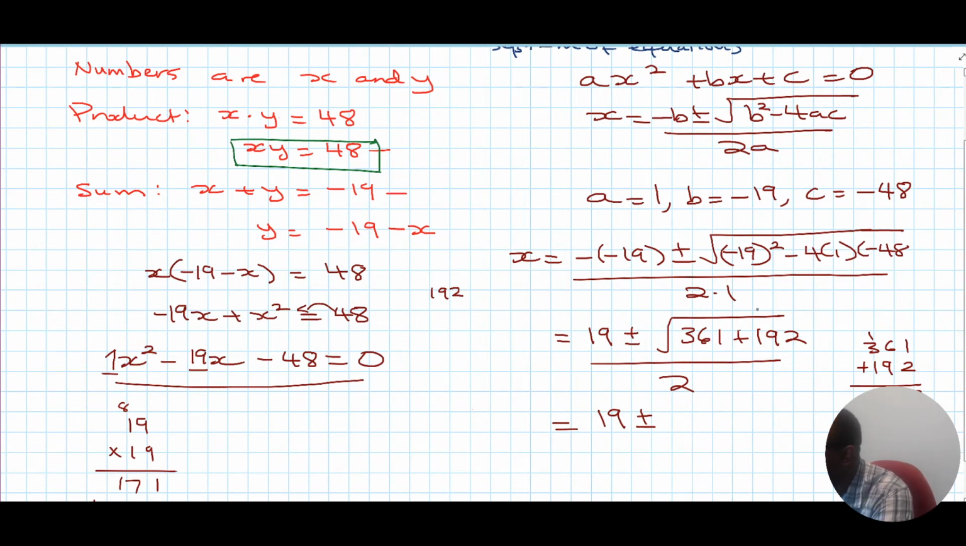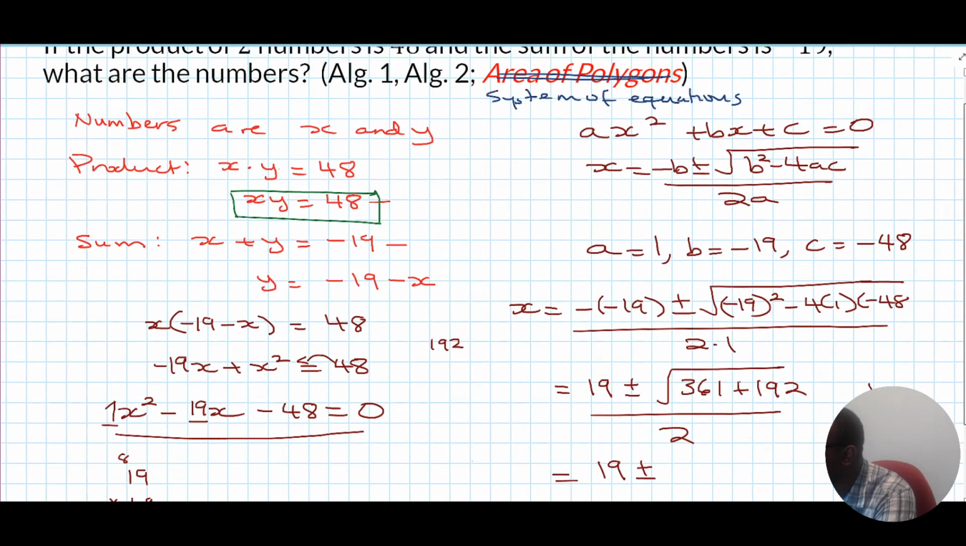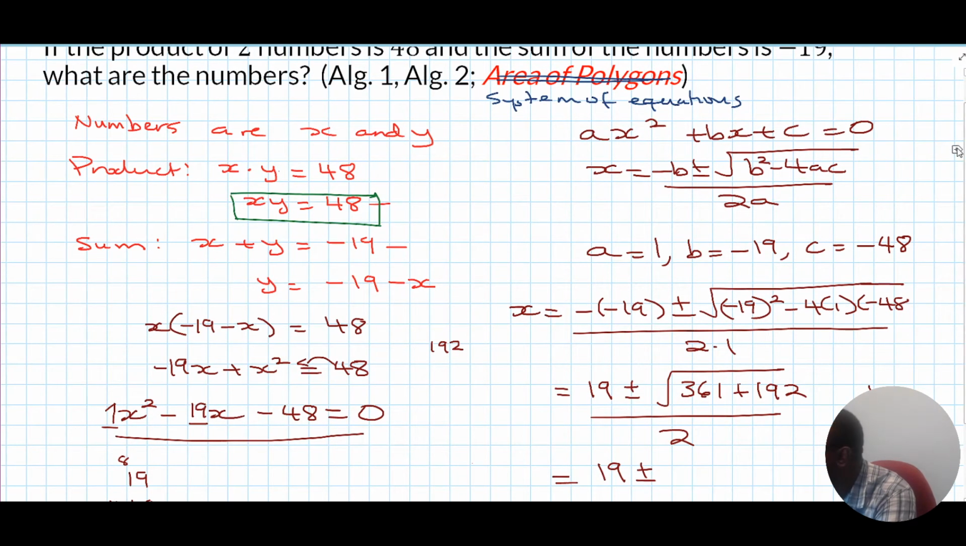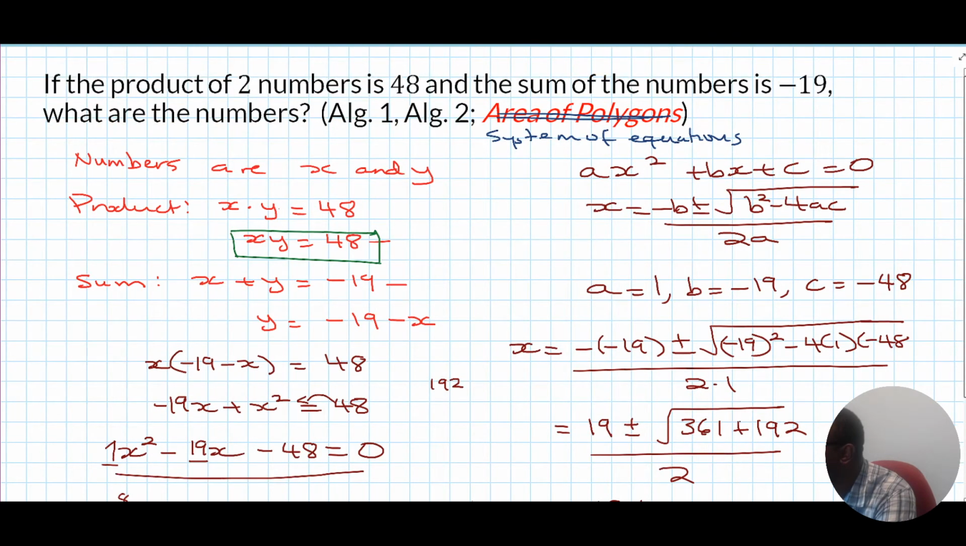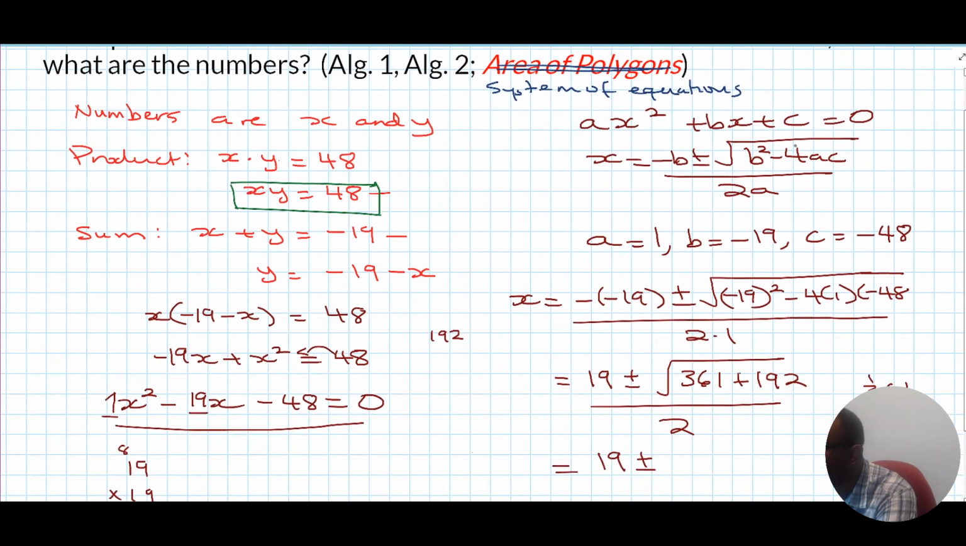The equation is wrong somewhere. Let's trace it back. Since we wrote all our steps, we should be able to get to our answer. So the product of two numbers, we have x and y, that's correct. Then x plus y is negative 19. So y is negative 19 minus x, that is fine. So xy, which is right here, we replace y with negative 19 minus x.